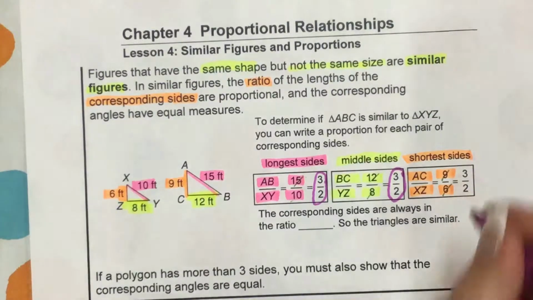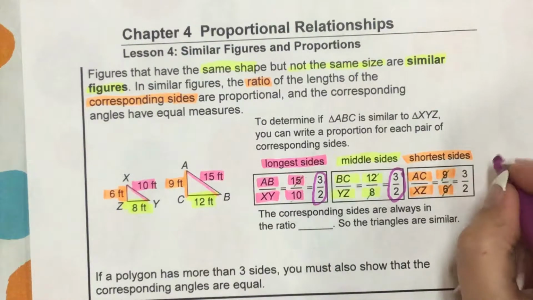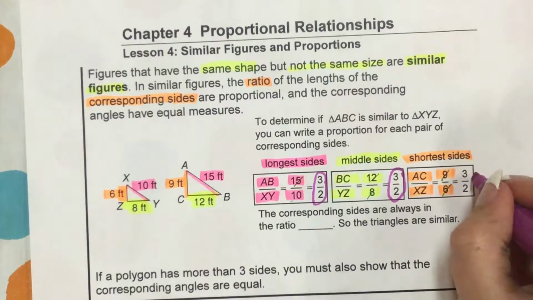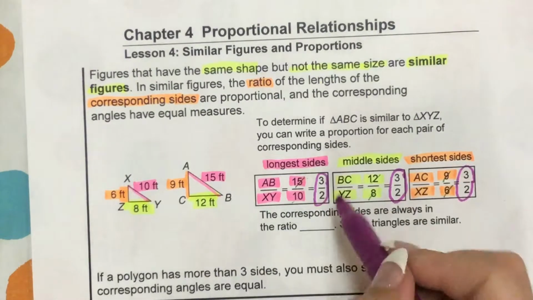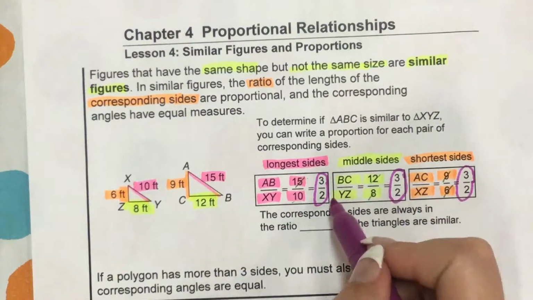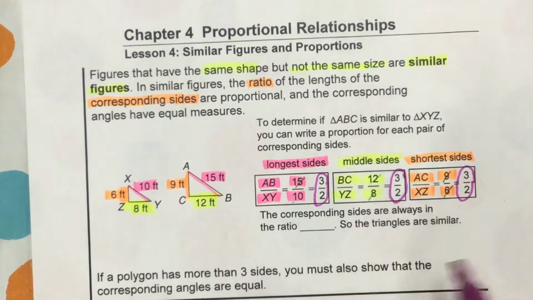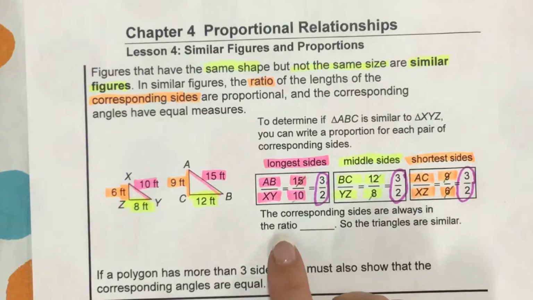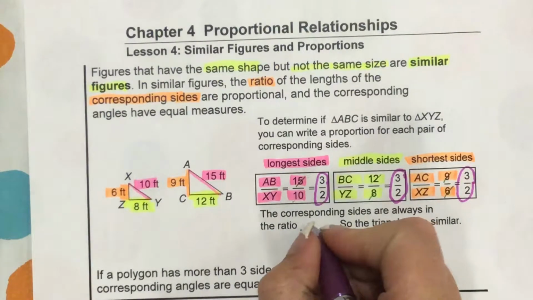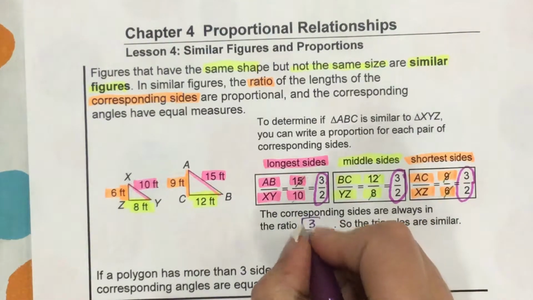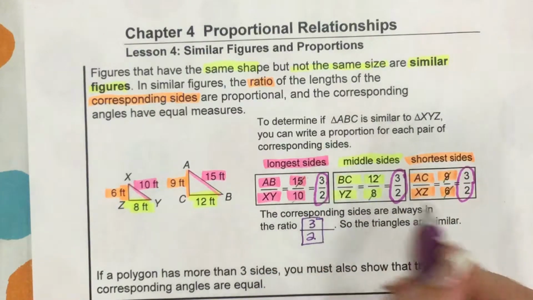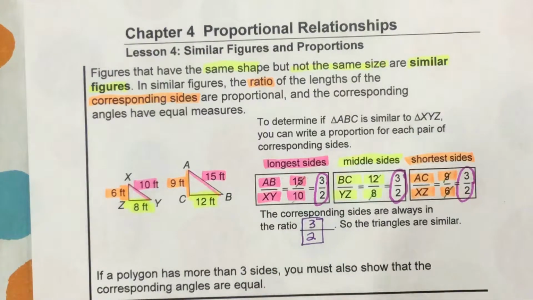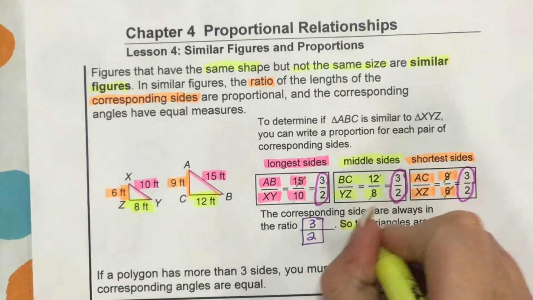So there again, we have the same thing right here, 3 over 2. That shows that they're all the same. If they're all the same, that means they are proportional. The corresponding sides are always in the ratio of 3 over 2. That is the ratio of the corresponding sides, and it's the same. So that means that the triangles are similar.